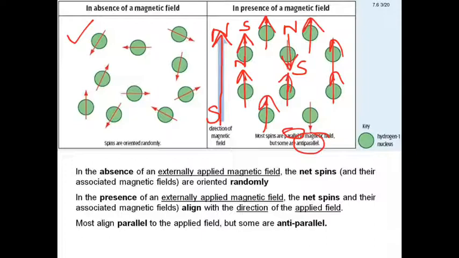Let's see. Yeah, in the absence of an externally applied magnetic field, what we're saying is, yes, the net spins and their associated magnetic fields are orientated randomly. Yes, I did say that. But in the presence of an externally applied magnetic field, the net spins and their associated magnetic fields align with the direction of the applied field. Yes. And most align parallel, as I said, with the applied field, but some are anti-parallel.